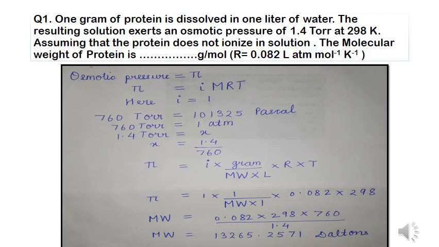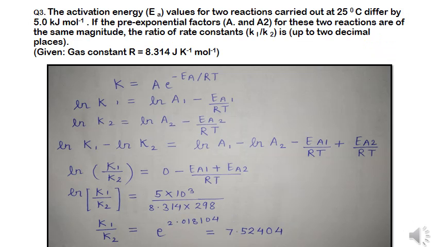Let us put the value. So pi, which is equal to i into molarity, gram of the solute divided by its molecular weight into the volume in liters, into R into T. So shift your molecular weight to the left side, because this is the value that we are going to find, and put the values. You will get 13,265.2571 daltons. The molecular weight of the protein is in daltons. So this is your final answer. On to the next question.